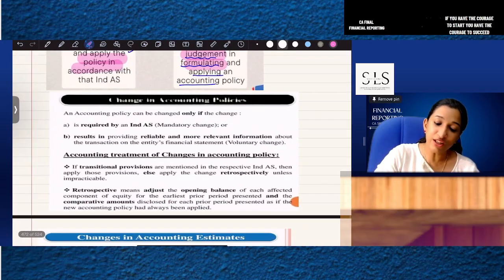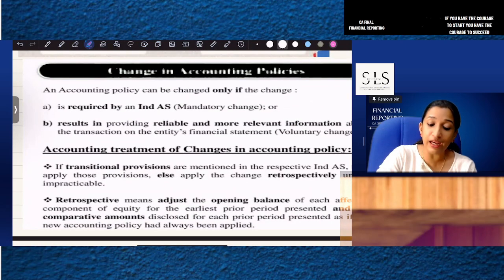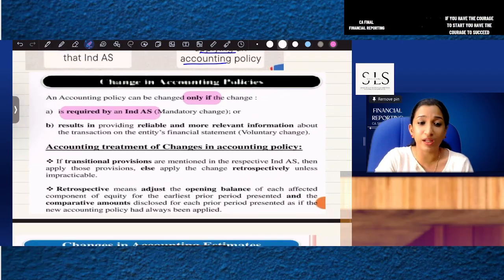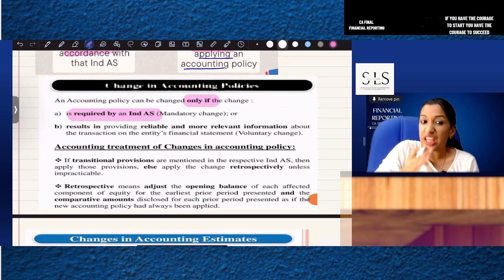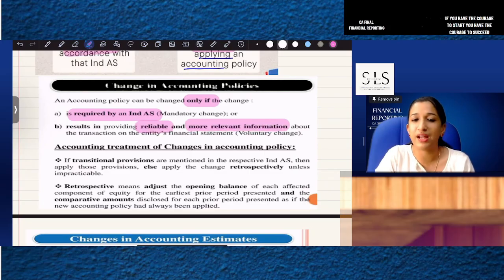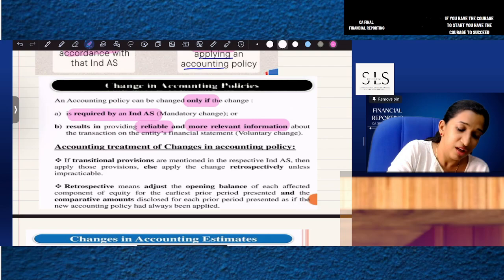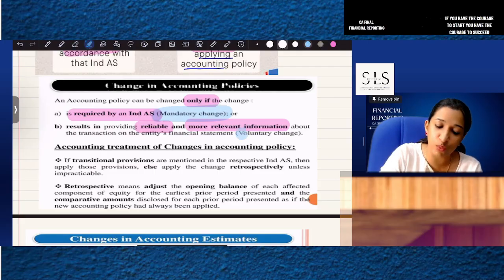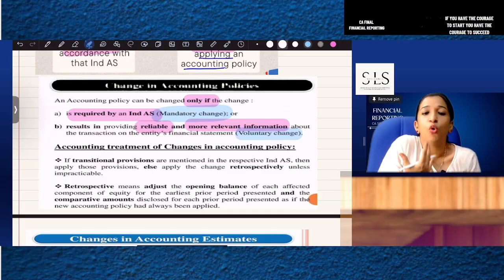Yes. You can change an accounting policy only if the change is required by an Ind AS, a mandatory change, or the change results in more reliable and relevant information about the transactions in the entity's financial statements. So, one is a mandatory change. You do not have an option. If another Ind AS is saying otherwise, you have to go for it. Mandatory change. The other one is a voluntary change to provide more reliable and relevant information about the transactions to the users.